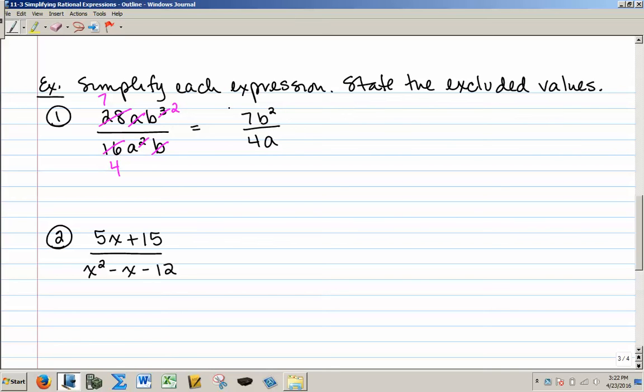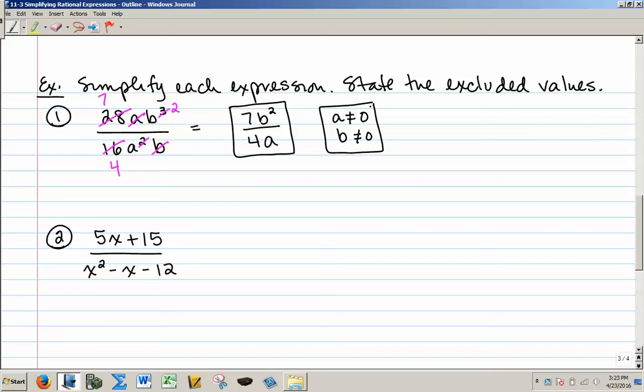That's my final answer. My excluded values. Now you might just say it's just a is not equal to 0 because that's what's in the denominator. But I actually need to go back to my original expression and notice there was a b in the denominator. So another excluded value is that b cannot equal 0.